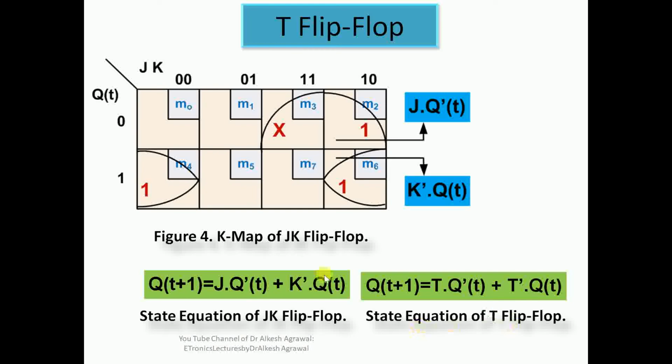Now, how to generate the state equation? As I have already told you, in the JK flip flop both the inputs are replaced by a single input T. So, in the state equation of the JK flip flop, replace J by T and K also by T. Since in the JK flip flop the state equation is J Q complement(t) or K complement Q(t), when you replace J by T and K by T, you have the state equation of the T flip flop, which is Q(t+1) is equal to T Q complement(t) or T complement Q(t). So this is nothing but T exclusive or Q(t).